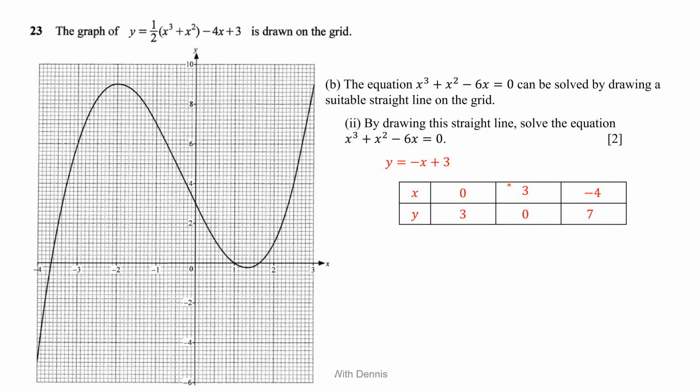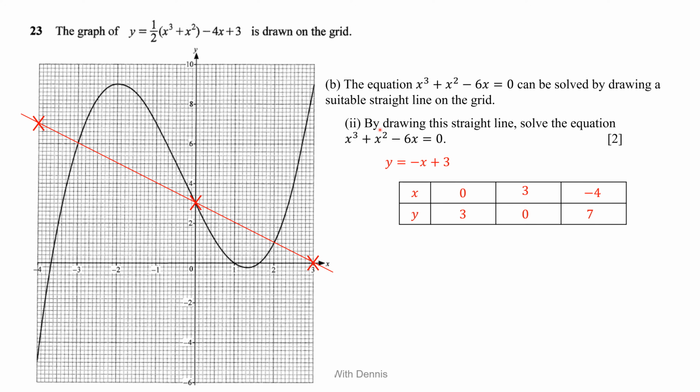Now we can start to plot these 3 points. (0, 3) is here. (3, 0) should be here. (-4, 7) is somewhere here, so it will be here. Then take a ruler and draw a straight line joining these 3 points. This is what we get.